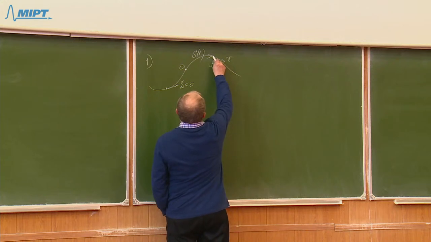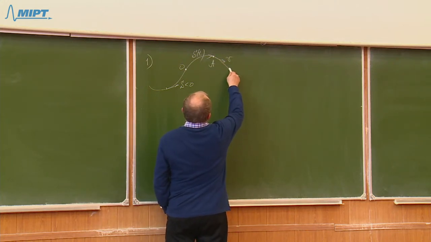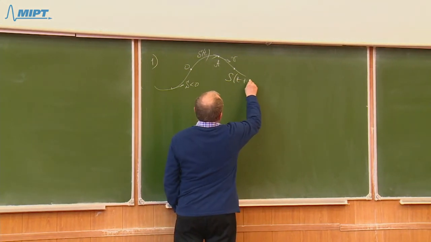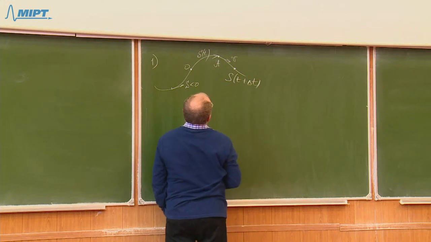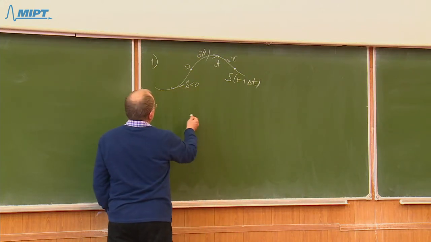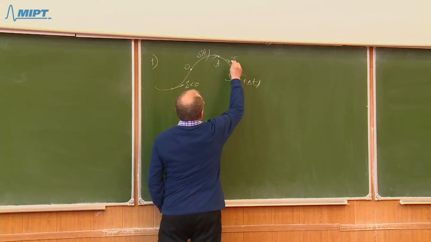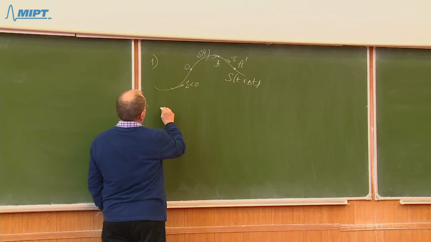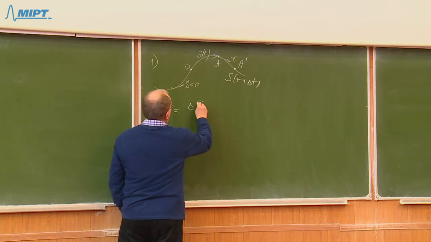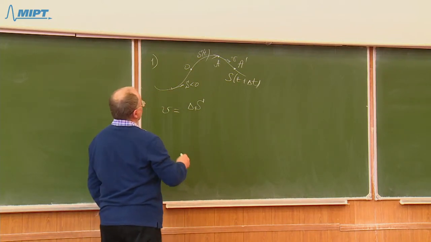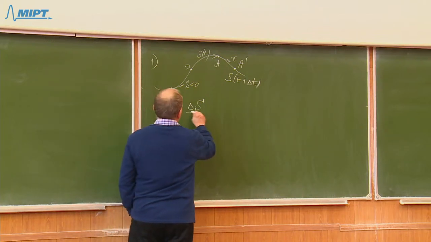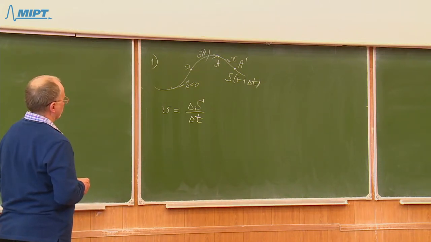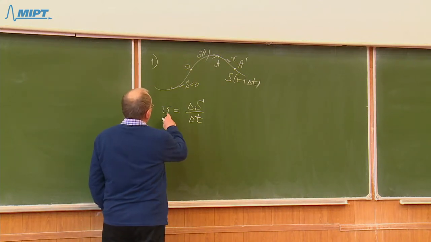So if the position of this point changed in time, then in some moment in time, there will be another position. So that during this time interval, the motor vehicle went from point A to point A prime. And in this case, we can define the velocity as the path covered by the motor vehicle from point A to point A prime divided by the time interval. This is the so-called average velocity.